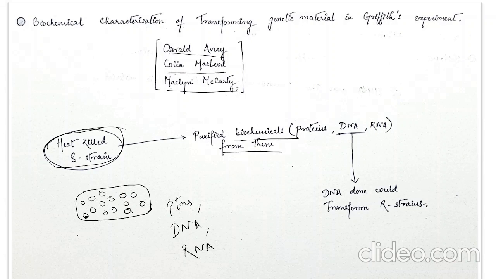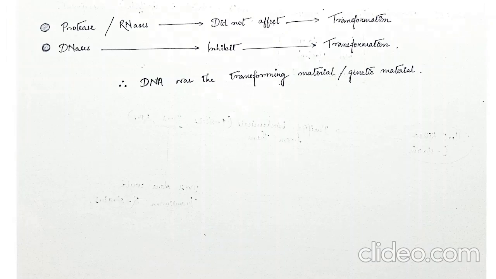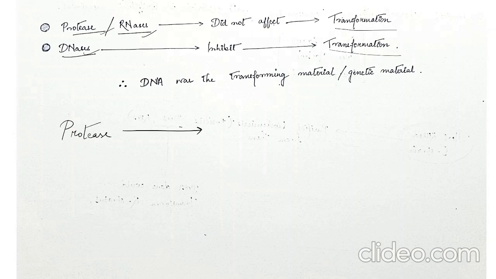And they did another round of experiment. They treated the mixture individually with protease, RNase and DNase, and then observed the process of transformation. Before jumping into this, let us see what these are. Protease is something which destroys protein.